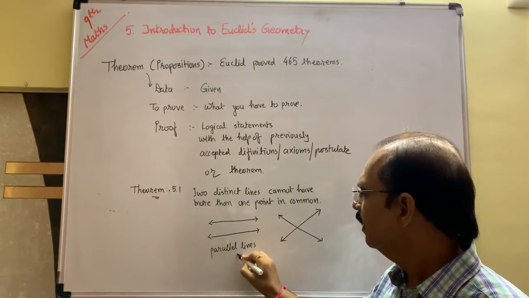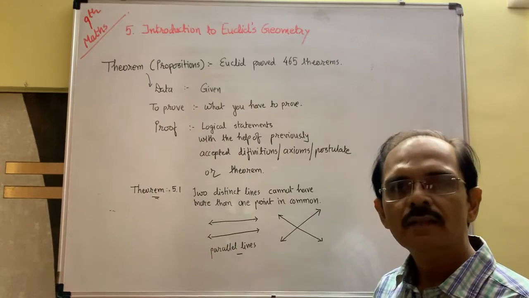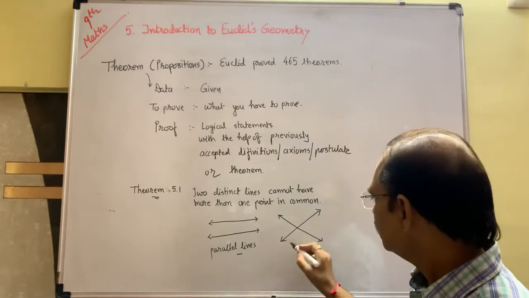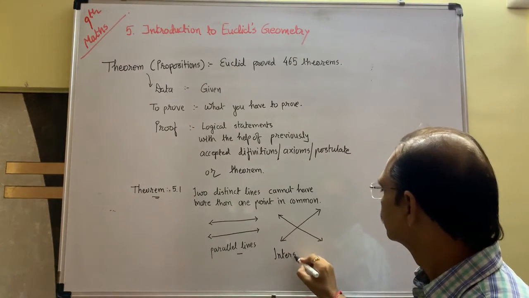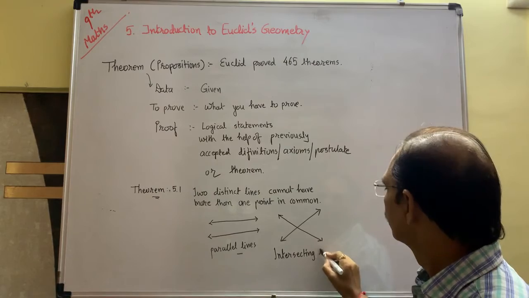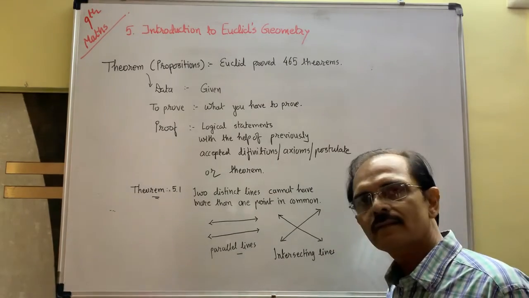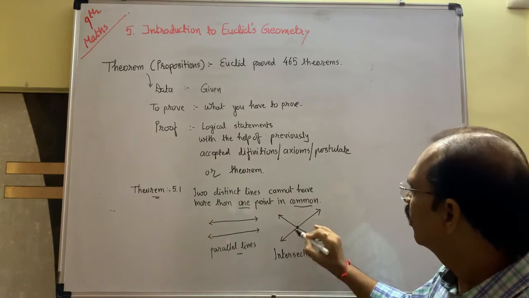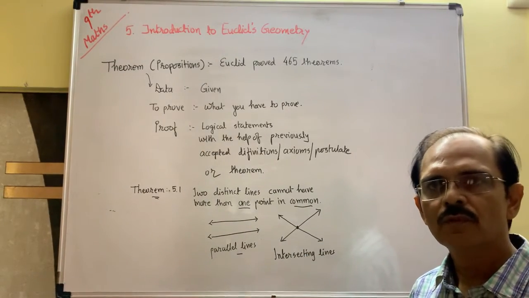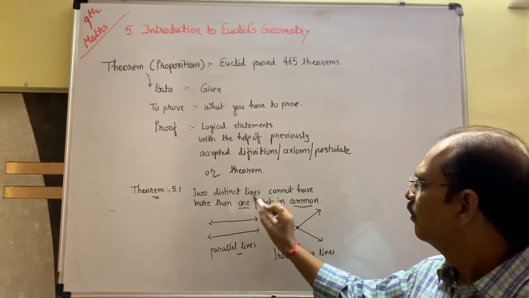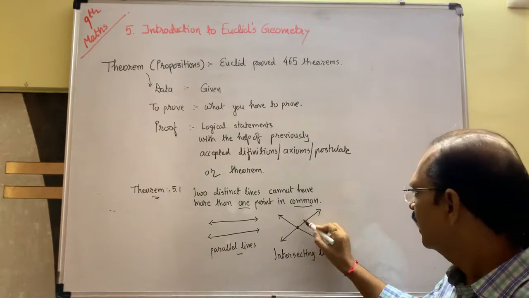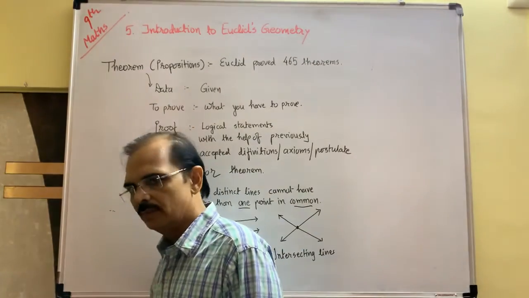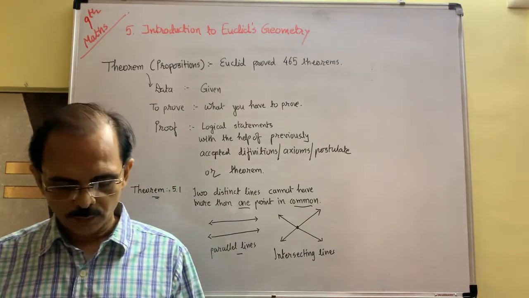Parallel. If they are parallel lines, then the intersection point is a null set, meaning there is no intersection point. Intersecting lines: if two lines intersect with each other, then the common point is only one. This point is the common point between these two. Not more than one, meaning this line cannot come back and intersect the same line. This is impossible. This is theorem number 5.1.